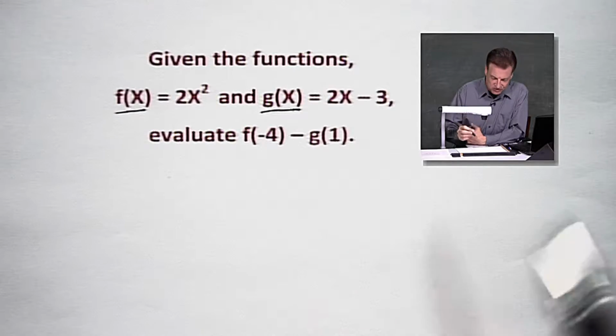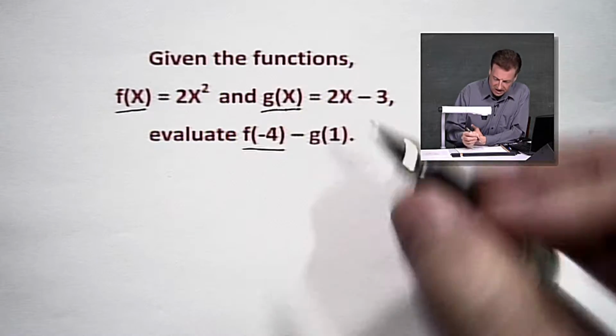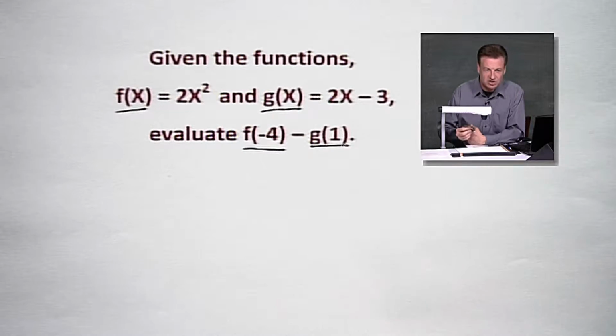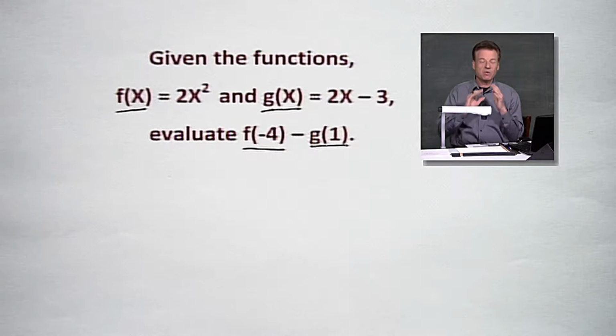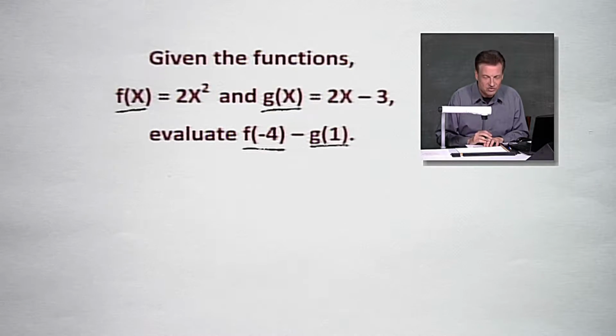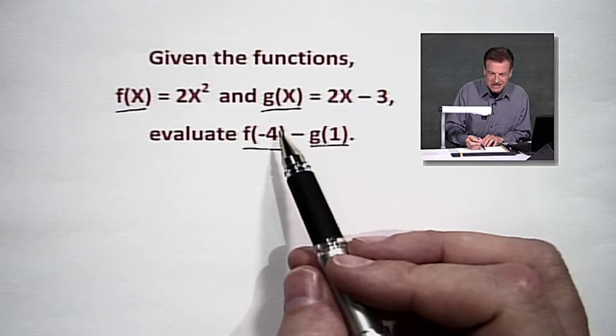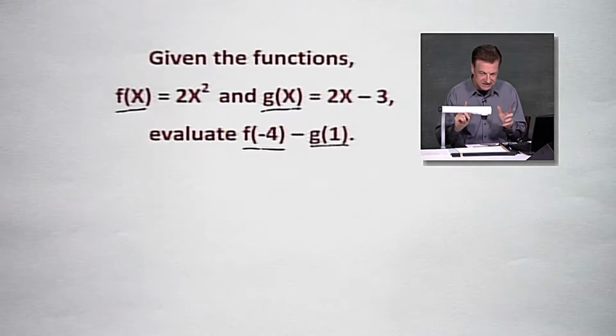But what we're going to do is first figure out what the f function does for a negative 4, and what we do with the g function for a value of 1. And when we do that, we're going to put them together, and then the final result says we're going to subtract. So it looks like a lot going on, but let's break it down into 3 easy pieces, all right?